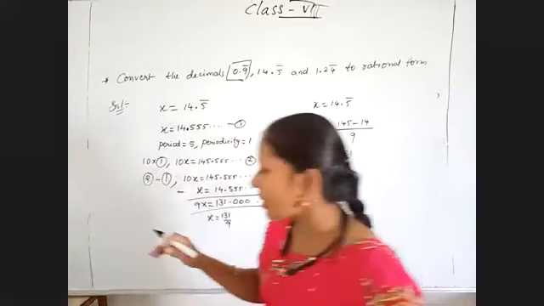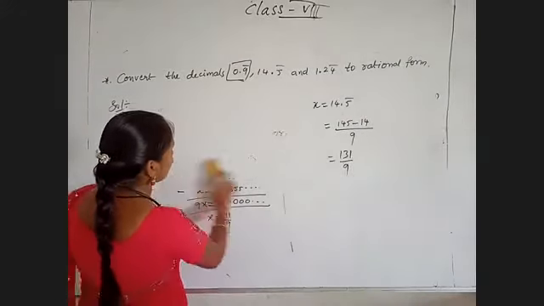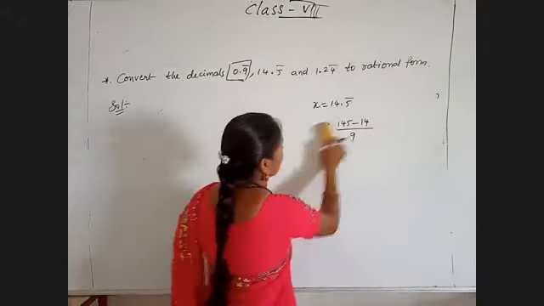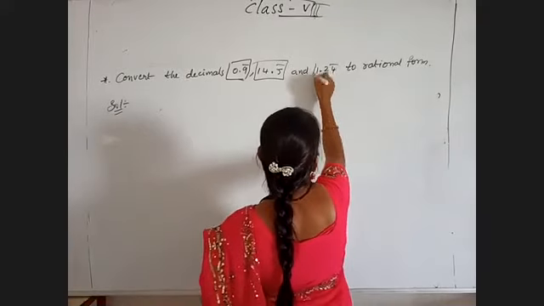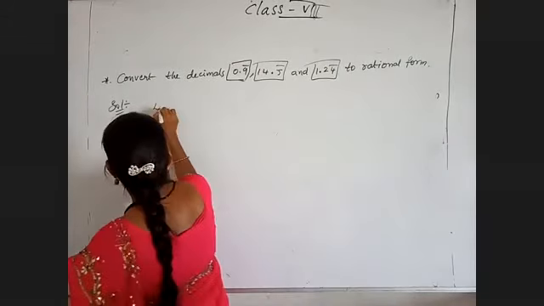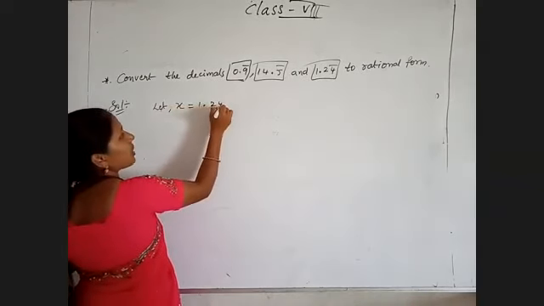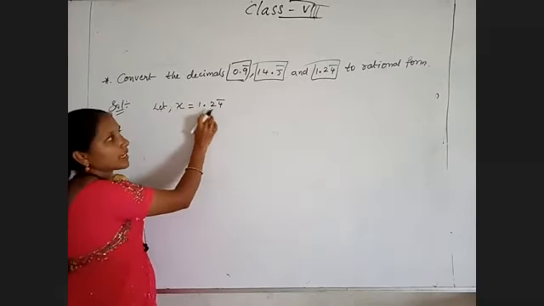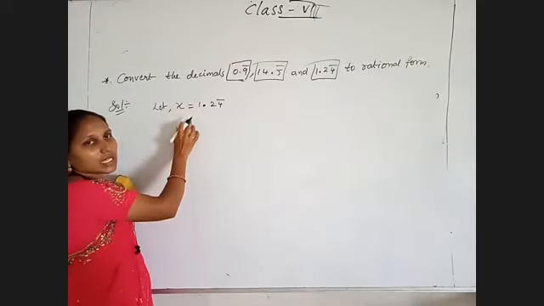And now coming to the next one, the third question. The formal method was very easy. Two questions were finished. Now coming to the third problem. Let x is equal to 1.24 bar. So here 2 is non-repeating and 4 is repeating after the decimal point. That's why it is a mixed recurring decimal.